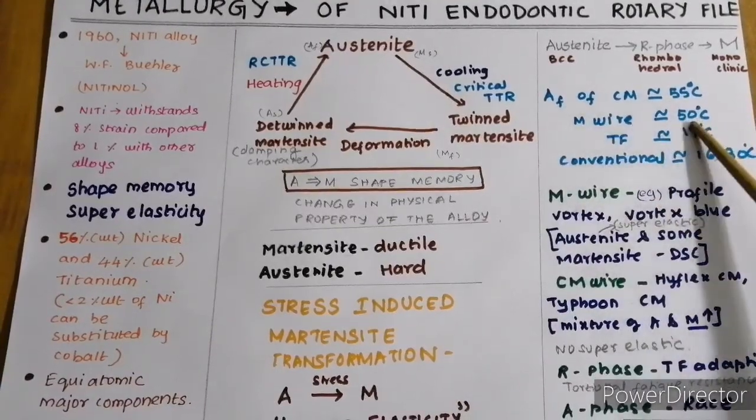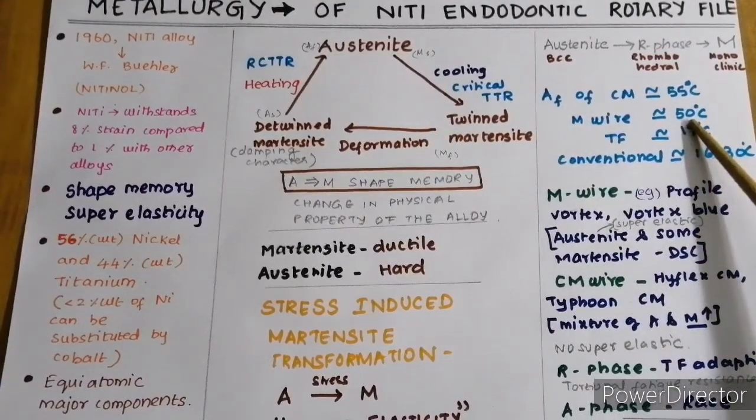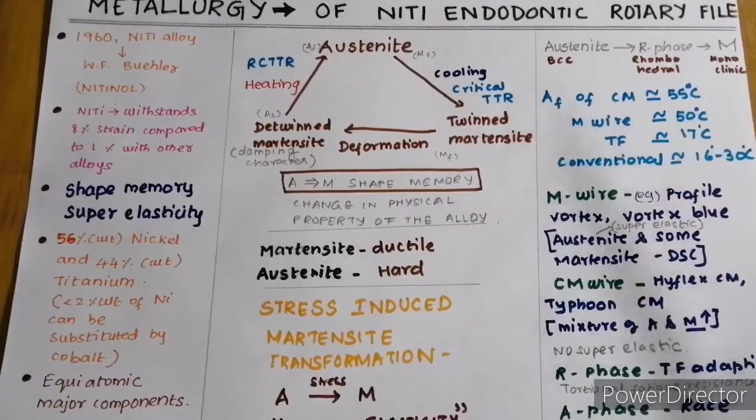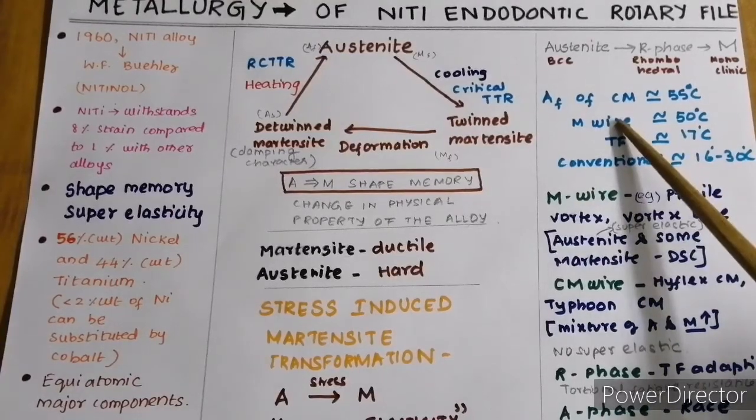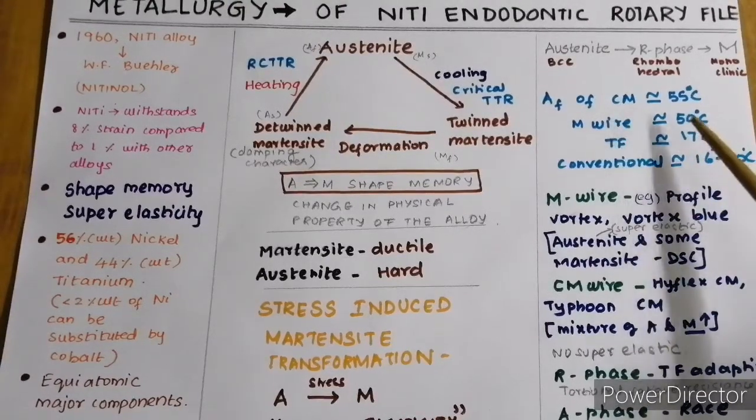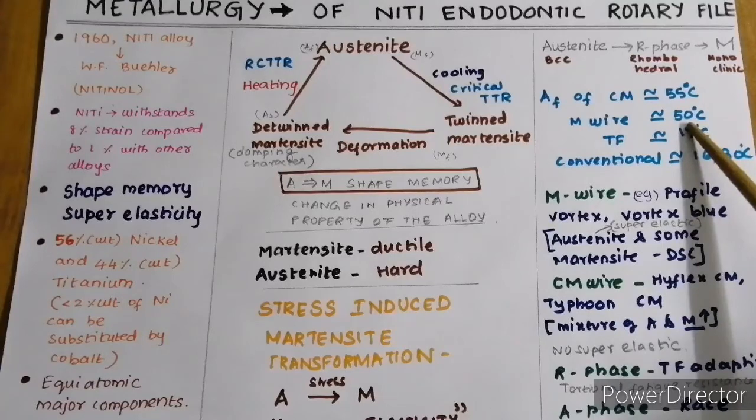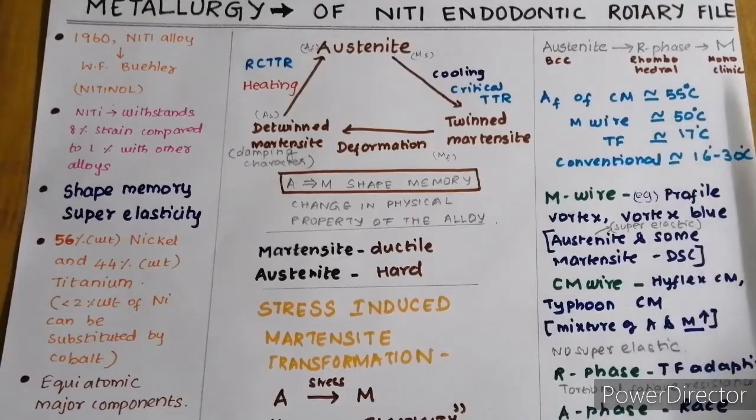M wire, its austenite finish temperature is 50 degrees. So M wire will also not be completely in austenite phase. If this wire has to be completely in austenite phase, it should reach 50 degrees, but the intracanal temperature is only around 30 degrees. It is less than the body temperature.